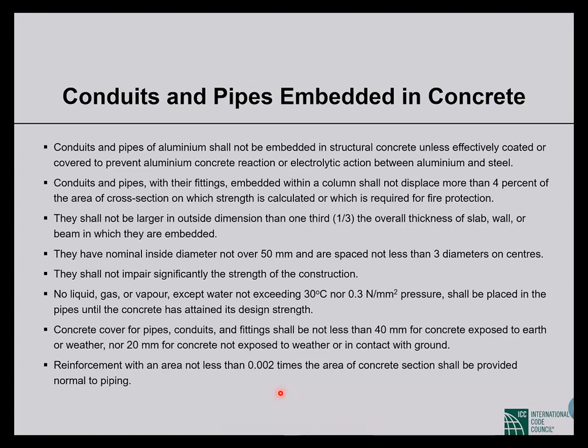So this is related to clear cover. We usually comply with this. Reinforcement with an area not less than 0.002 times the area of concrete section shall be provided normal to piping. So the reinforcement that is perpendicular to piping, the minimum amount of reinforcement should be this. These are some provisions that in construction we often ignore or neglect. So I thought this is very important to cover.